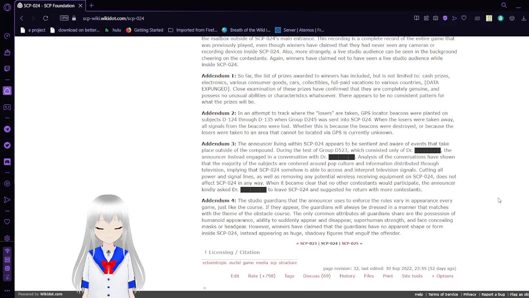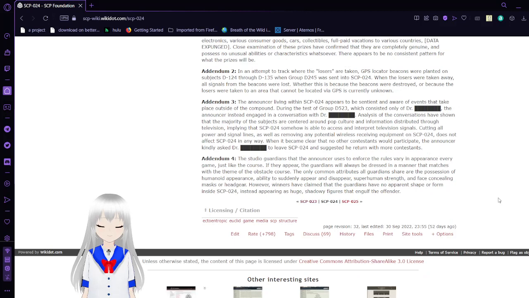The studio guardians that the announcer uses to enforce the rules vary in appearance every game, just like the obstacle course. If they appear, the guardians will always be dressed in a manner that matches the theme of the obstacle course. The only common attributes all guardians share are the possession of humanoid appearance, abilities that suddenly appear and disappear, superhuman strength, and face-concealing masks or headgear.